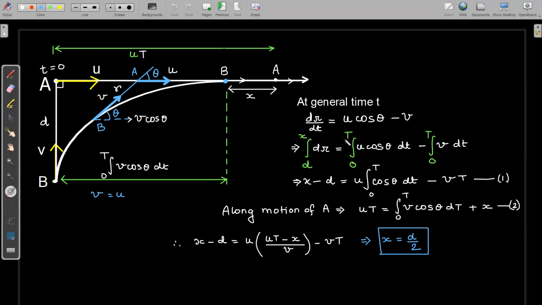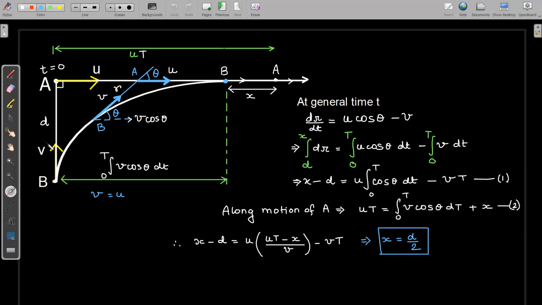You multiply by dt, rearrange these terms, and integrate on both sides. Now the LHS term, which is the integral of dr: the initial separation was d and the final separation is going to be x, right? The chase is not going to end now, so the final separation will be x, not 0. So in this integral, you will get x minus d equal to u, which is a constant and we can bring it out of the integration, times the integral of cos theta dt, minus v, again a constant you can take out, times the integral of dt, which is capital T.